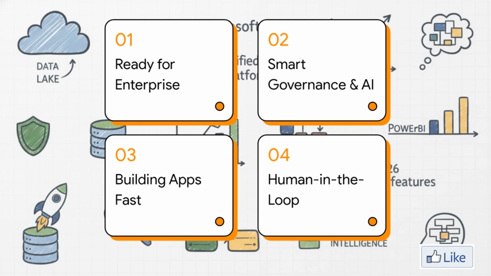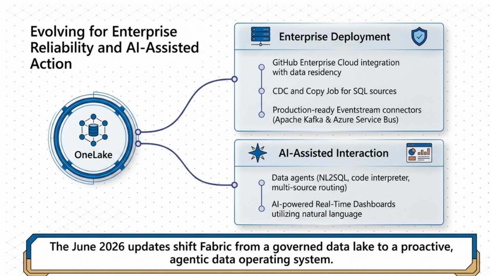We're breaking this down into 4 core areas: ready for the enterprise, smart governance and AI, building Fabric apps fast, and orchestrating human-in-the-loop workflows. Let's dive right in. Starting with Section 1, ready for the enterprise, specifically focusing on those general availability features.